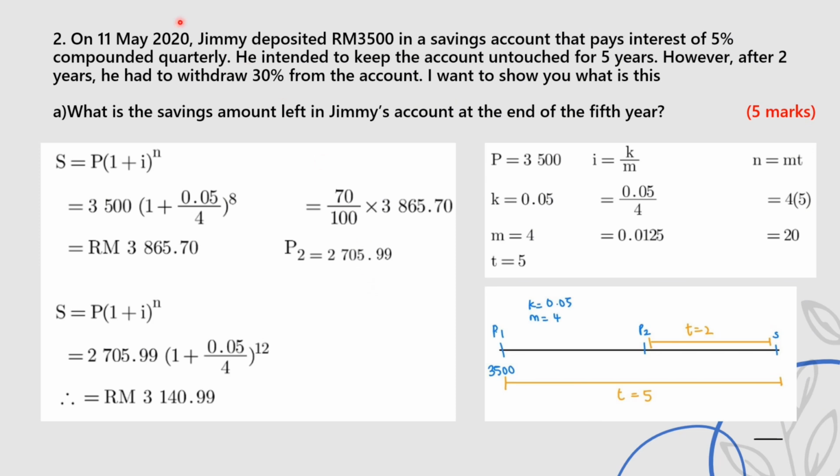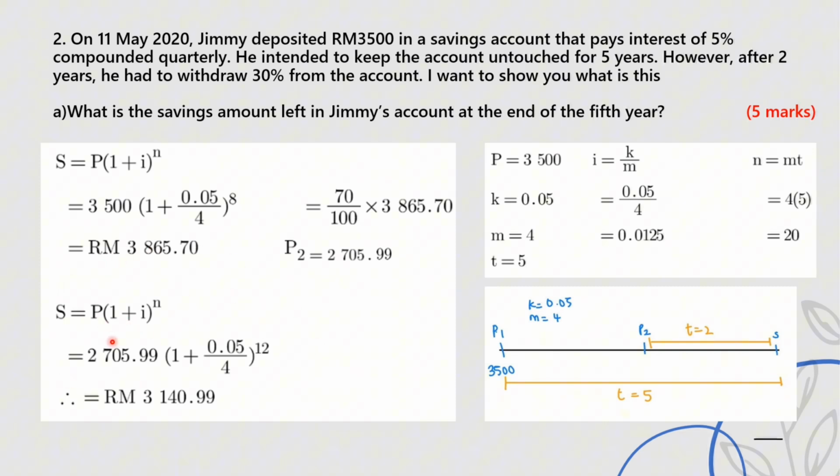Hello guys, to start off, my name is Ainun Nadira binti Nazul Ihsan and I will take over for question number 2, A and B. For question A, firstly, we decide to use timeline to easier our work. Then we have to jot down the important points such as P, K, M, and T. And then we need to find S for the first 2 years and minus 30% to use the amount as P2 to find the new S for the remaining year.